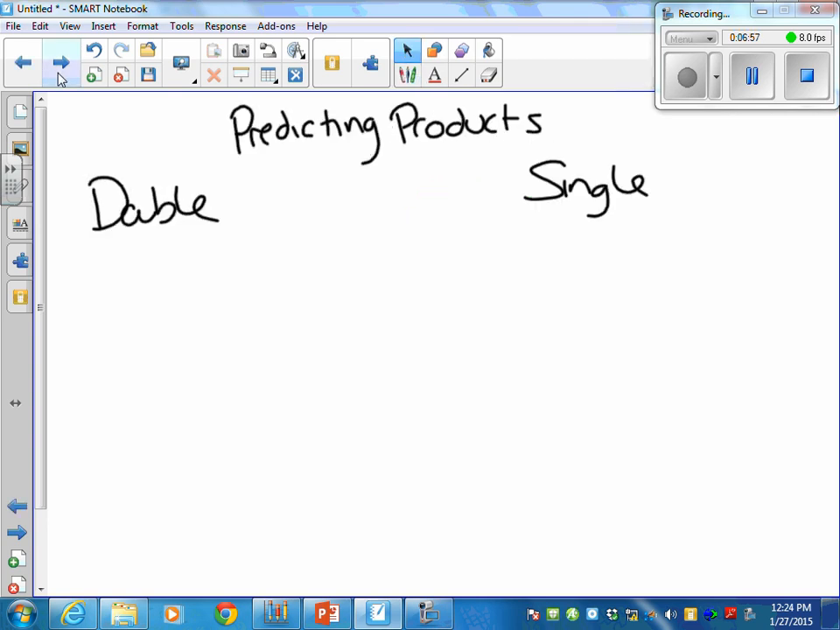All right, predicting products. There are really 3 types of products that you need to predict, but I already covered combustion. Remember, combustion, you just do plus O2, arrow, CO2, H2O, and then balance it. That's really important. Make sure that any reaction you give me is balanced. Make that your last step, okay?